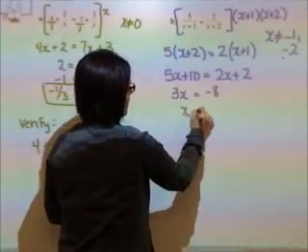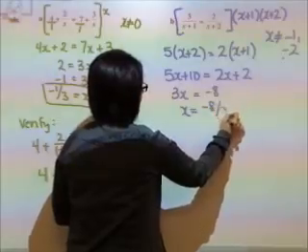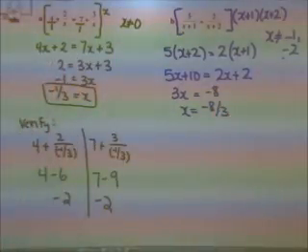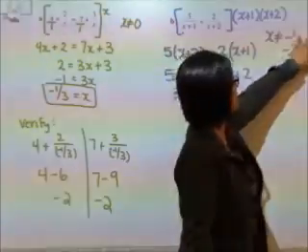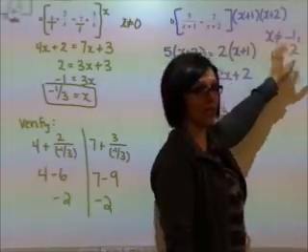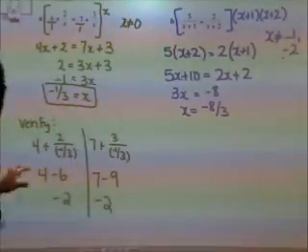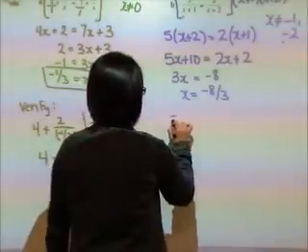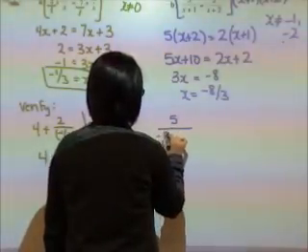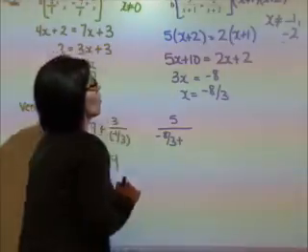And then divide by 3. And I get -8/3. Which is allowed in this step here. It's not equal to -1, it's not equal to -2. And now I need to verify. So I have 5 over -8/3 plus 1.